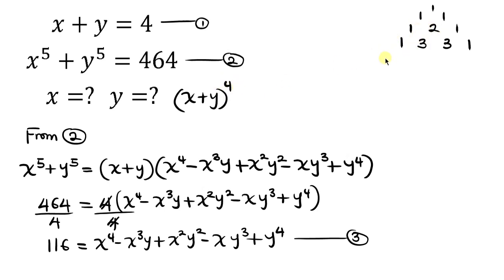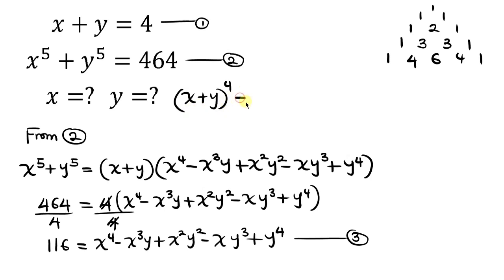So let's do one more. Start with 1. So 1 plus 3 is 4. 3 plus 3 is 6. 3 plus 1 is 4. And then end with 1. So what we see here are coefficients. So let's go ahead and expand this.